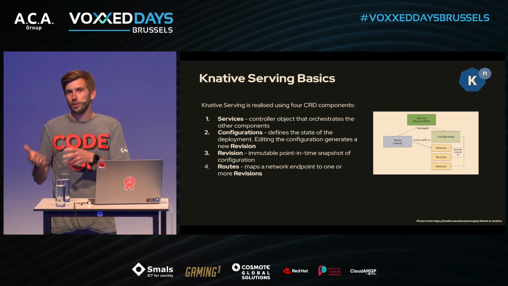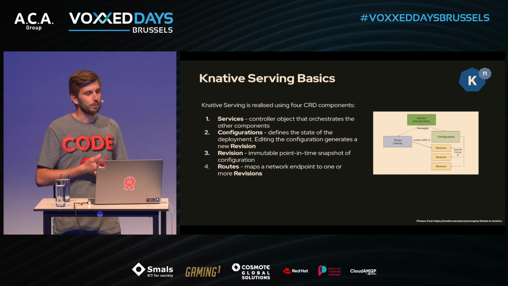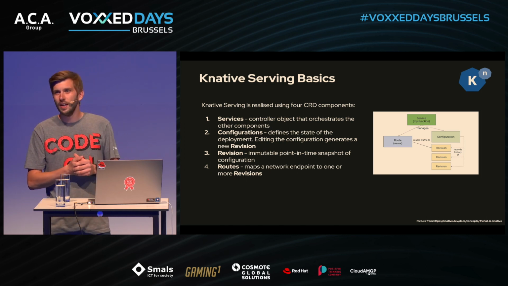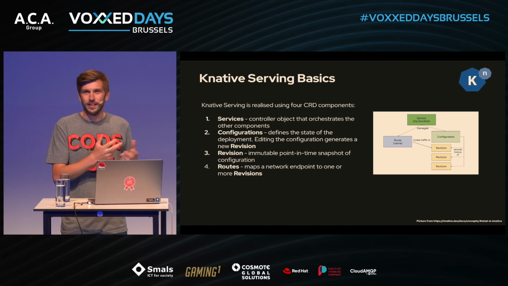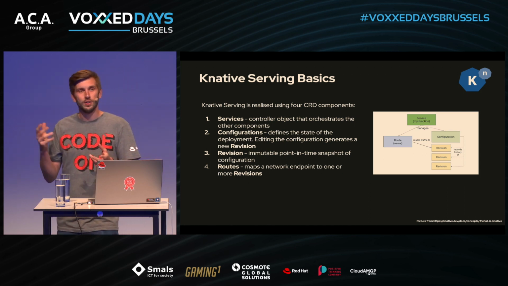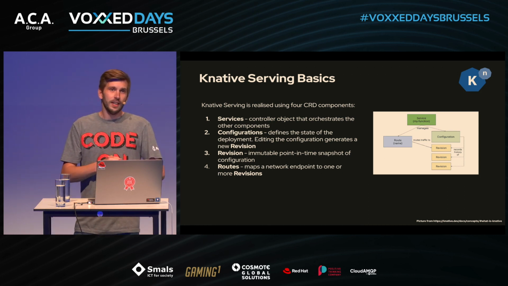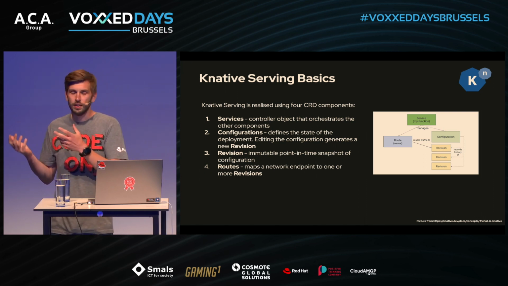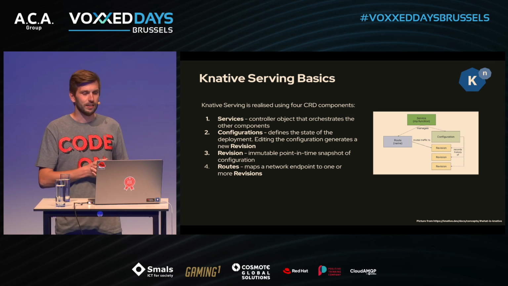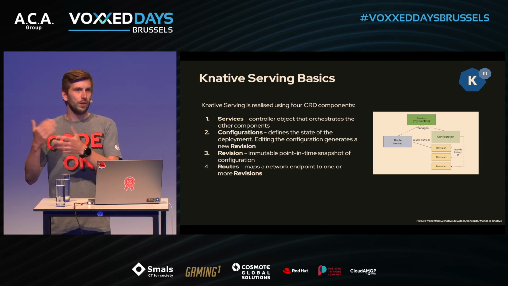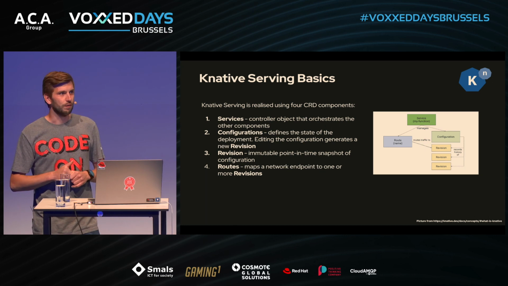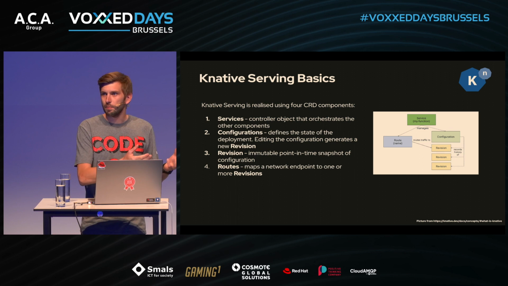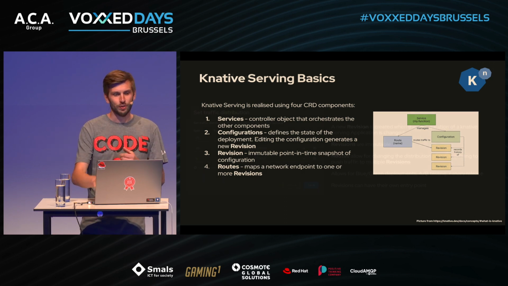As I said, this is about creating these services on Kubernetes, and there are 4 components or custom resource definitions. One is the service itself, which points to a route and a configuration. The configuration is the desired state, so you define the image you want to deploy, and then every point-in-time snapshot of the configuration is a revision. And then the route is your network endpoint, which points towards the latest revision.